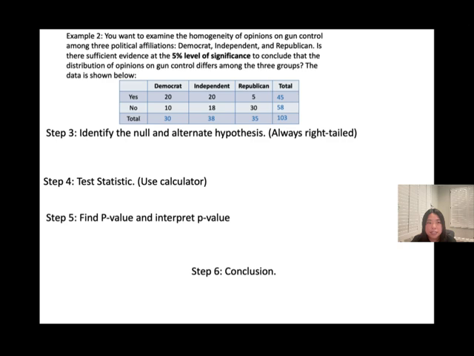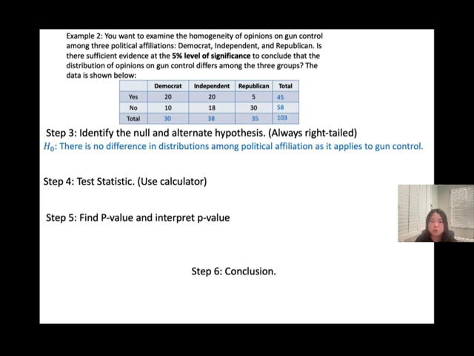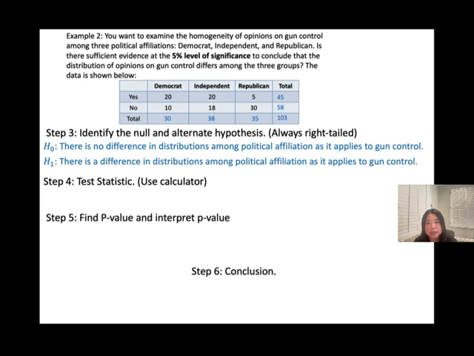Okay, now identify the null and alternate hypothesis. So null hypothesis: there is no difference in distributions among political affiliation as it applies to gun control. Okay, these three populations will have the same distribution. Alternate hypothesis: there is a difference in distributions among political affiliation as it applies to gun control.